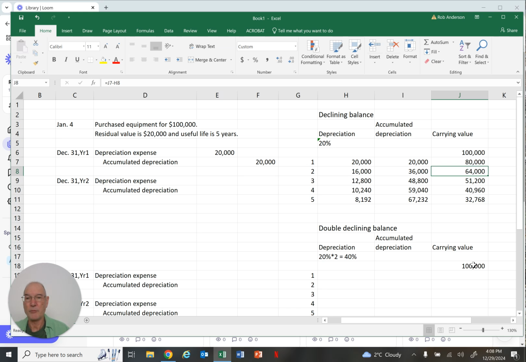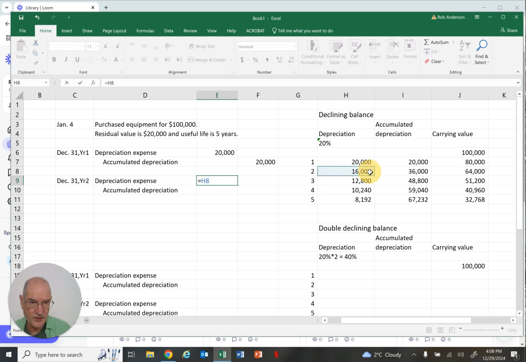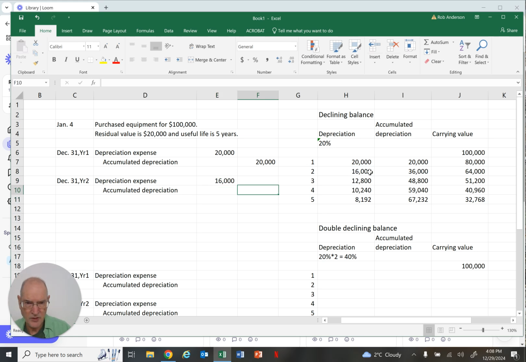Let's pop that number in there. Here's our 16,000 for year 2. And then so on for year 3, 4, and 5. And then presumably we're going to sell this equipment, and we'll be looking at some future videos on how to calculate and record the sale of equipment.